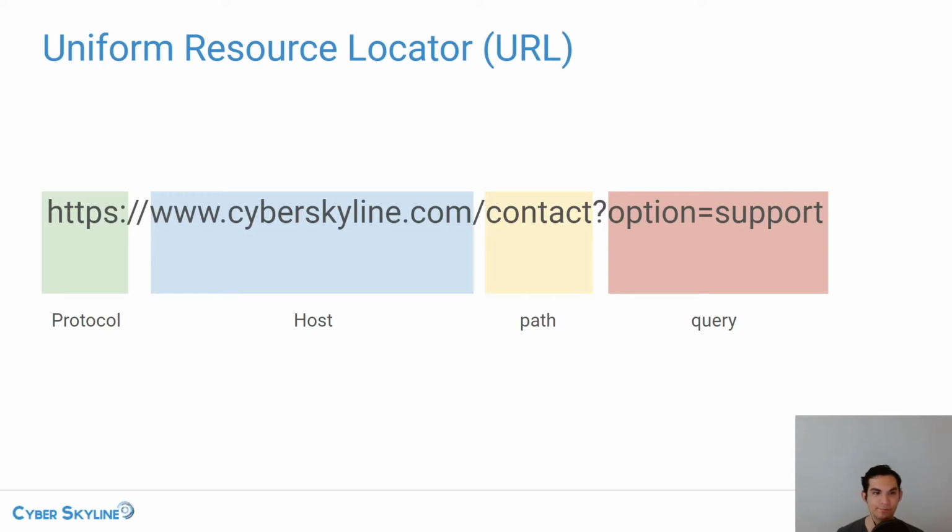And so together, the protocol allows the website and the browser to know that they're communicating using the same protocol so they can understand each other. The host indicates which website you're trying to connect to. The path is indicating what resource you're trying to access. And then the query is indicating any options that you want to provide to that page.